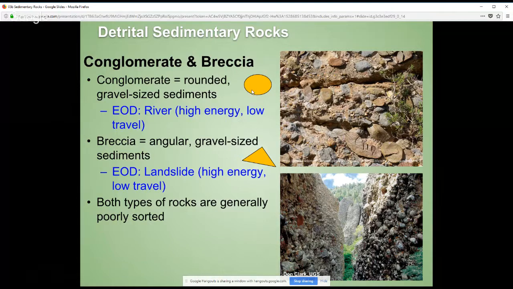Think of a rock tumbler. The more the rock gets tumbled, the rounder and smoother it becomes. So that's all about the amount of travel. Both types of rocks are generally poorly sorted, but there are exceptions.